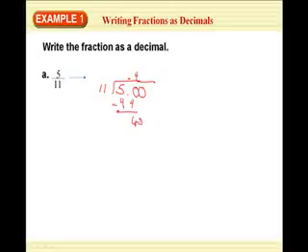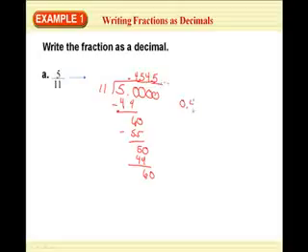Subtract, you get 6, bring that down. 11 goes into 60 5 times, which is 55. Subtract, add another 0, and you have to go until you start seeing a pattern. 11 then goes into 50 4 times, which is 44. And I don't know about you guys, but I start to see what's happening. We're getting the 60 again and the 5.